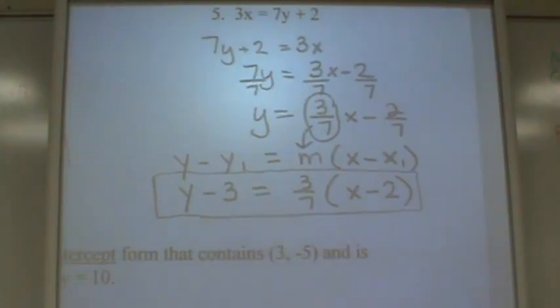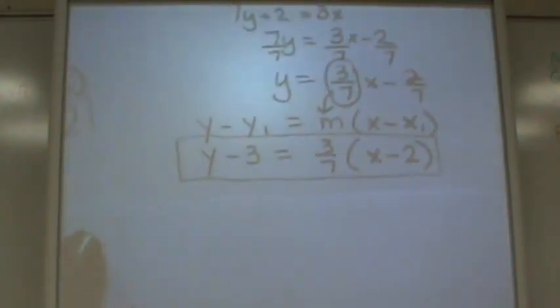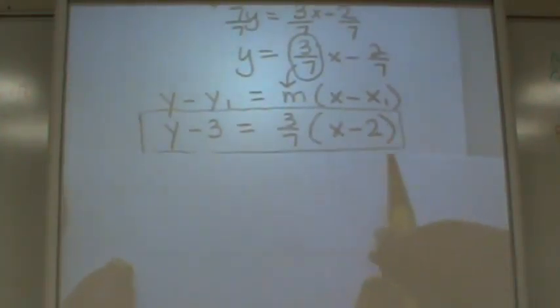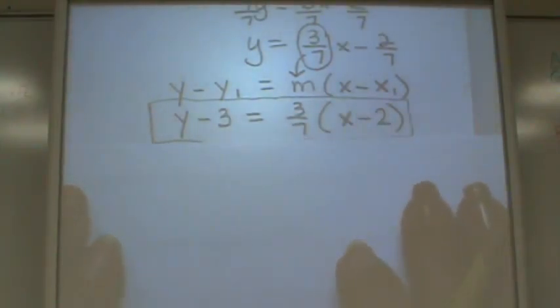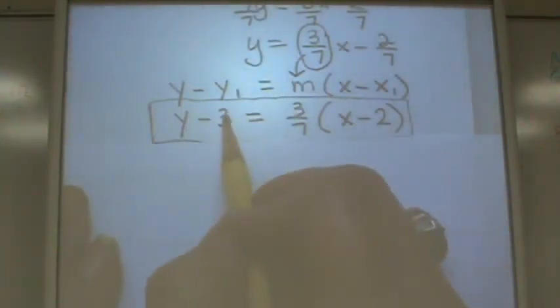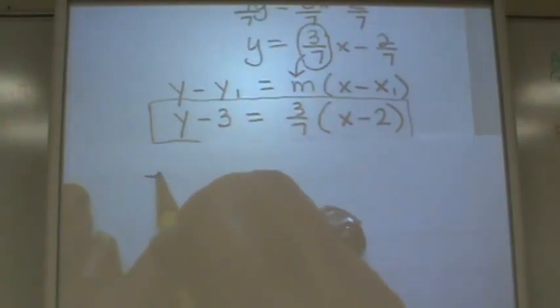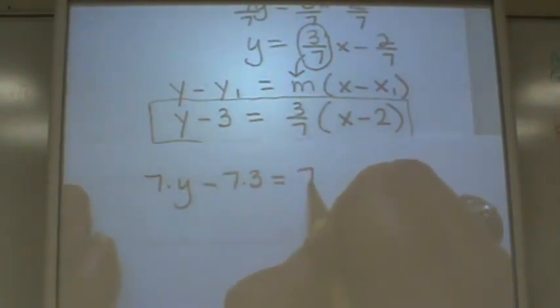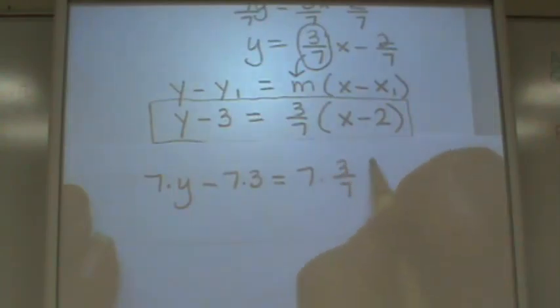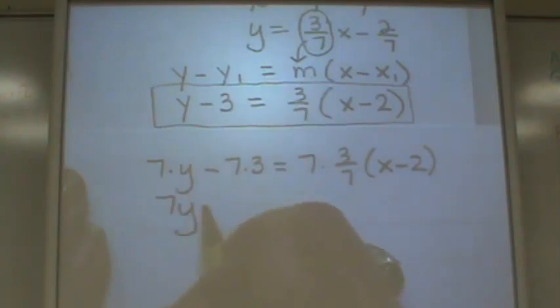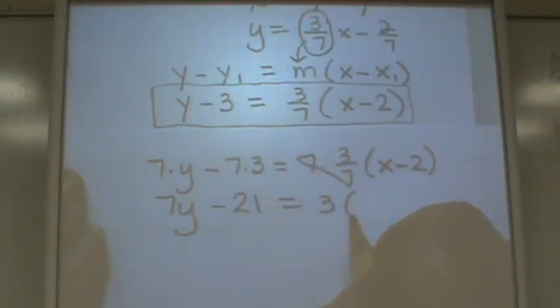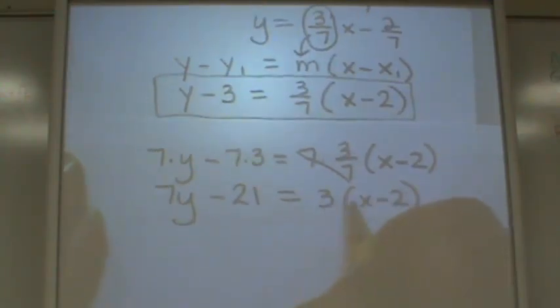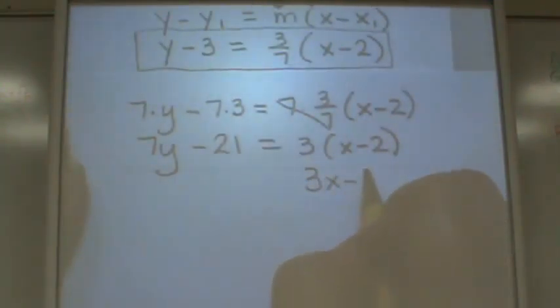But if we were to take this one step further and write it in slope intercept form, what you would have to do is get rid of the 7. So you're going to multiply this by 7, this by 7, and this by 7. So 7 times y minus 7 times 3 equals 7 times 3/7 times the x minus 2. So you get 7y minus 21 equals 3 times x minus 2, and 3 times x minus 2 is 3x minus 6.